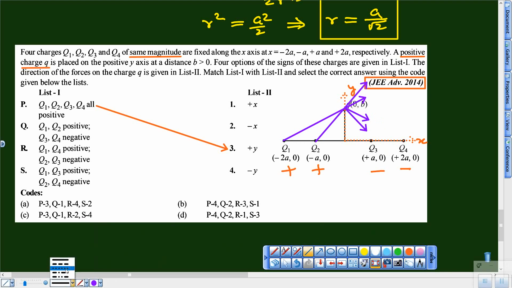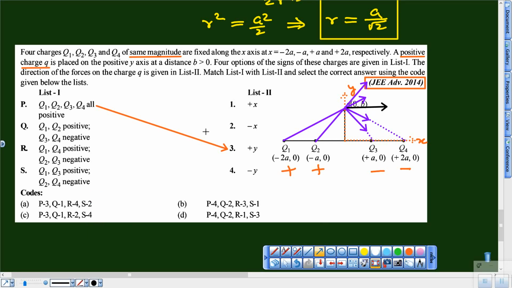If I can show their direction, they are finally heading towards this. These four forces will definitely find their resultant ultimately in this direction, which is what? Which is the positive x direction. Positive x direction, that means the first option. So Q is matching with the first. You have understood this probably because it is the online interaction.